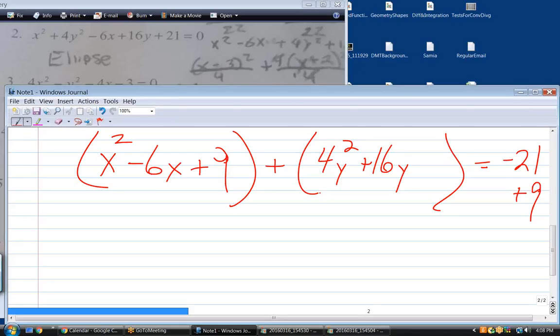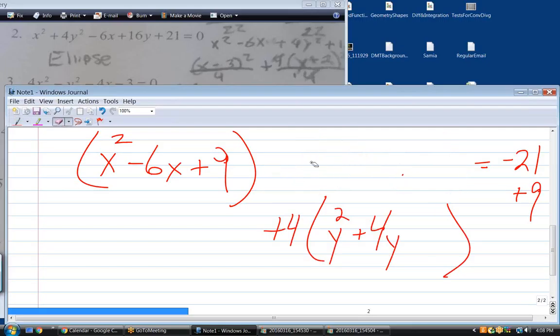What do I have to do on the right side? Take out the 4. Yeah, you cannot complete the square until the coefficient is 1. So I have to factor out a 4. So this becomes... and now how do I complete the square? Add 4. How much did I just add to the left side of the equation? 16. So I have to add 16 over there.